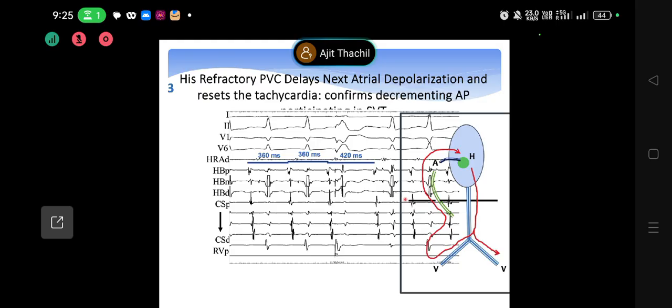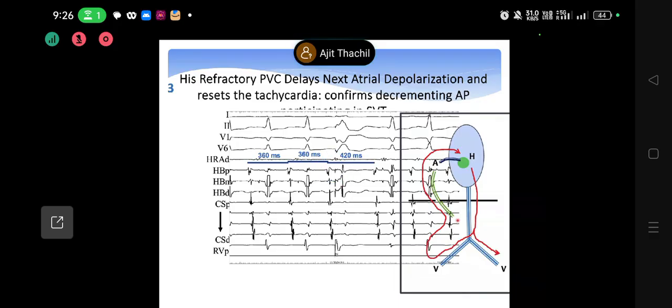So what is happening is, a PVC came when the His had become refractory, and the next A became late. Why? Because this is a slowly conducting structure. It is prone to decrement in the retrograde direction. Some accessory pathways are prone to decrement in the retrograde direction. Just like they can block in the retrograde direction, or they can conduct with normal speed in the retrograde direction, they can conduct slowly in the retrograde direction. So you will find this if it conducts slowly in the retrograde direction. So what happens? The PVC is early, but the A is actually later than expected.